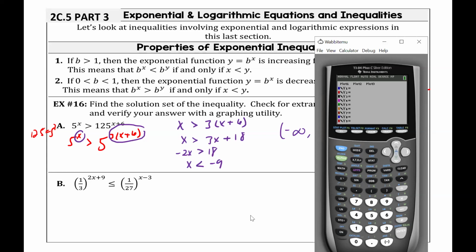So we had, what did we have? X. We're going to put that in, and then we're going to put in 3x plus 18. Okay, so we're looking for when is x greater than 3x plus 18. So I'm going to hit graph. We're going to have to find their point of intersection.